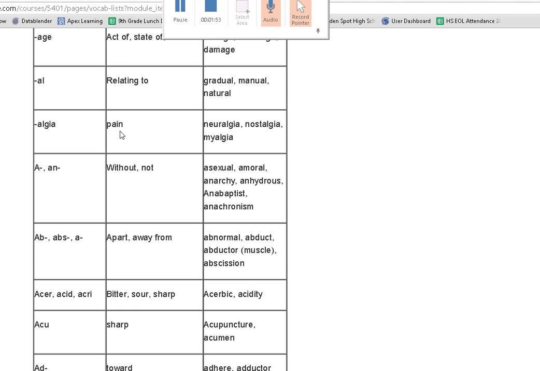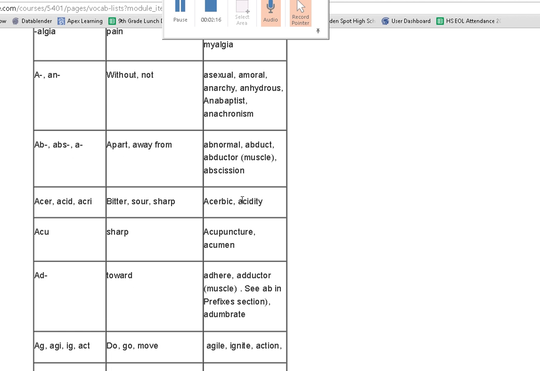Algia means pain. Like you may have heard of the illness fibromyalgia. It's the pain of your, I forget right now. But it deals with pain in your body. Neuralgia is pain in your neurons. I know that. And nostalgia is pain because of memory. Nost as in memory.